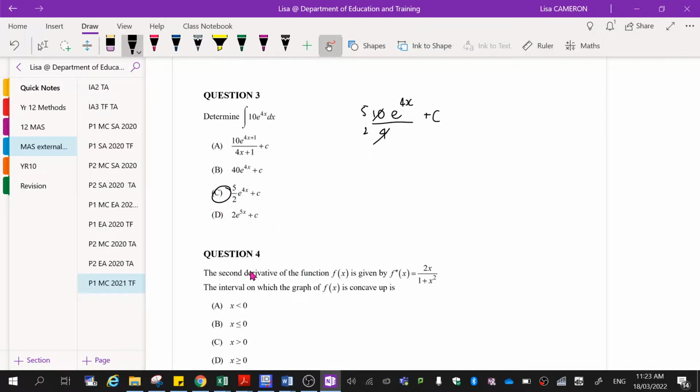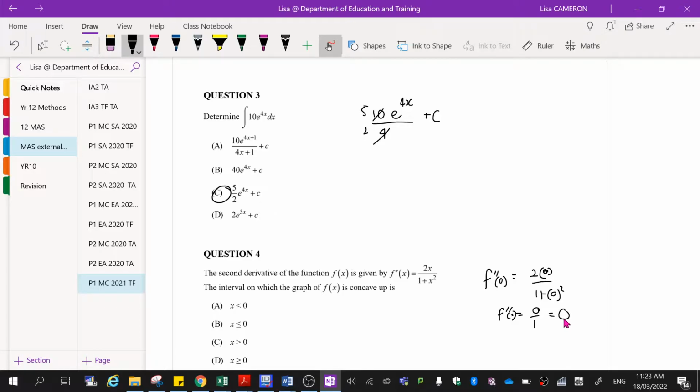Okay, number 4. The second derivative of a function is given by this. The interval on the graph for which this is concave up is here. Now we can see that these all have 0 in there, so we're going to substitute 0 in to see what's happening. So f double prime of 0 equals 2 times 0 over 1 plus 0 squared. So when I substitute 0 in, I'll end up with 0 over 1, which is equal to 0. So that would imply to us that that is a point of inflection.